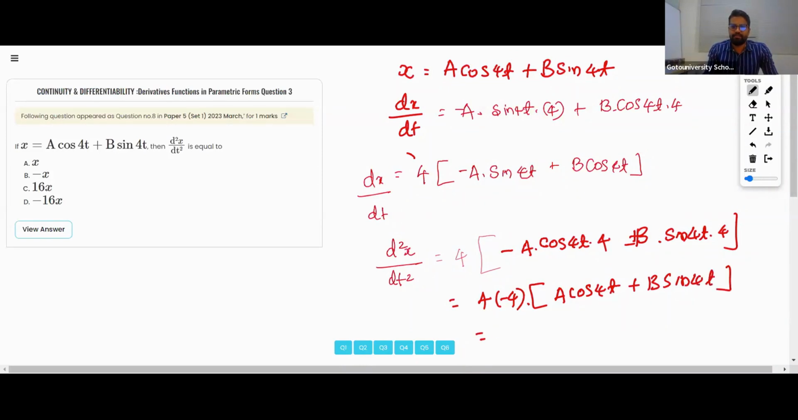I will take minus 16 into the given function, which is what? x. So isn't it equal to minus 16x? Yes. Which option? Option D. So it gives back the same function because this function is designed in such a way that after double derivative, we're getting the function back with a minus 16 multiplied to that. Okay.